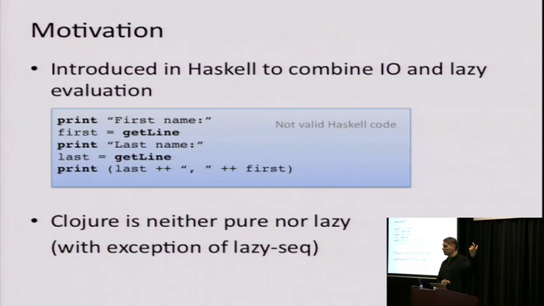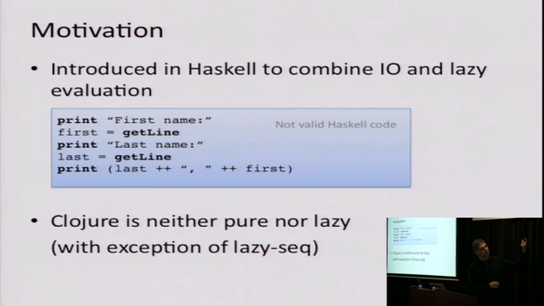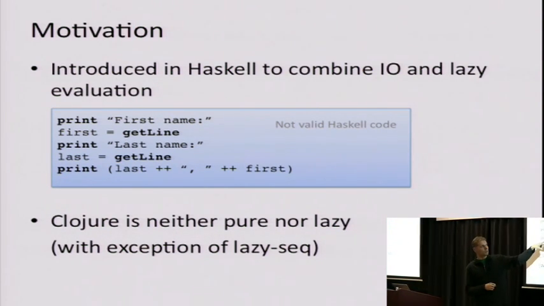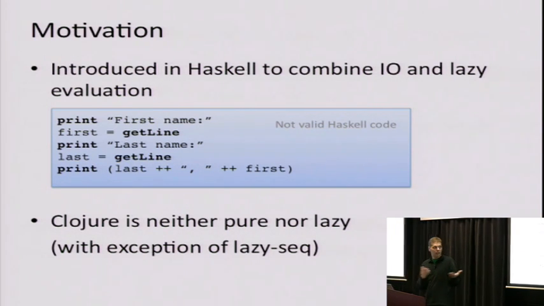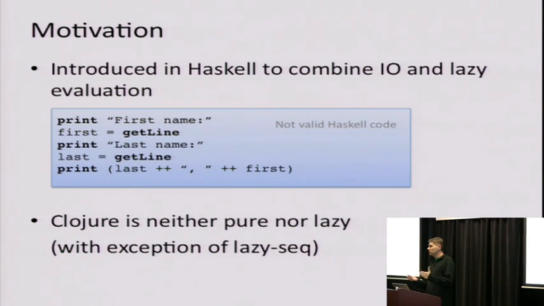So when is getLine executed? The getLine is executed when the value of first is needed. So in this context, this would be here for the print statement. So first you would call getLine to get the last name, and then getLine to get the first name.